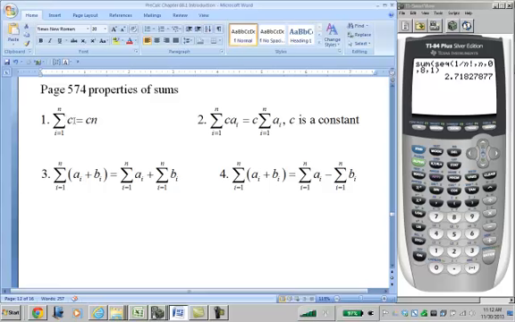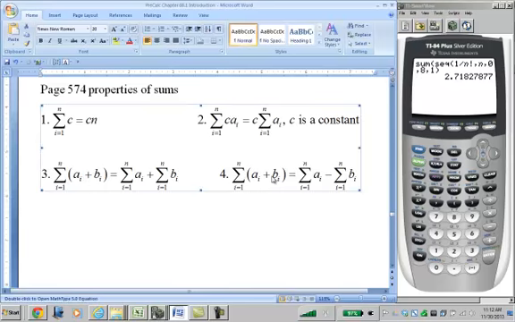If you're just doing a sum on a constant from 1 to n, then it's c times n. Now if you're doing a constant times the sum of a sub i, where a is whatever, then it's c times the sum of a sub i. If you're doing a sum of a sub i plus b sub i, then it's the sum of a sub i plus the sum of b sub i. That might be easier to do, or not, I don't know.